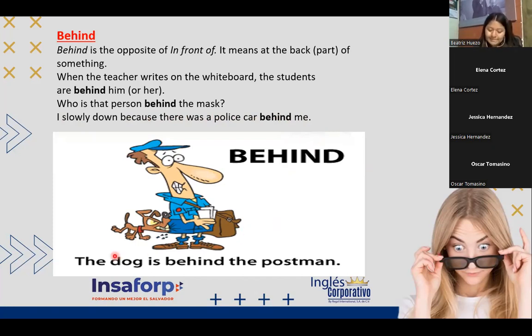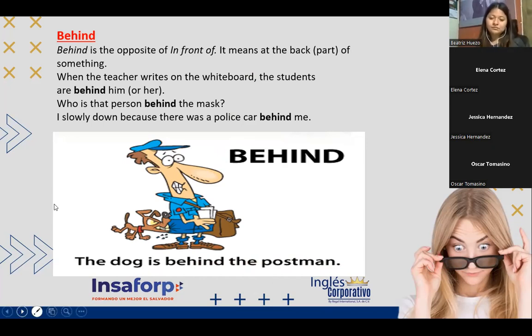Okay. So we have another example right here, which says the dog is behind the postman. El perro está atrás del cartero. Postman. Now, is there any question, guys? Preguntas hasta el momento. So far, so good. ¿Todo bien hasta el momento? Yes. Great. Now, let's move on to the next one.